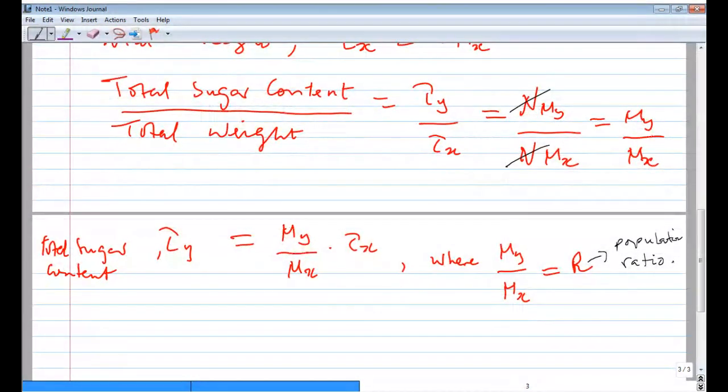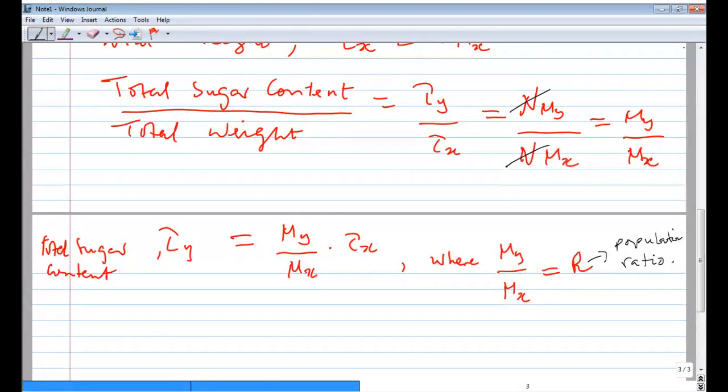Okay. So now, if you want to estimate the population ratio. Good morning, sir. Okay. Yeah, I couldn't get the part where you divided the total sugar content and the total weight. Why are we dividing, sir?